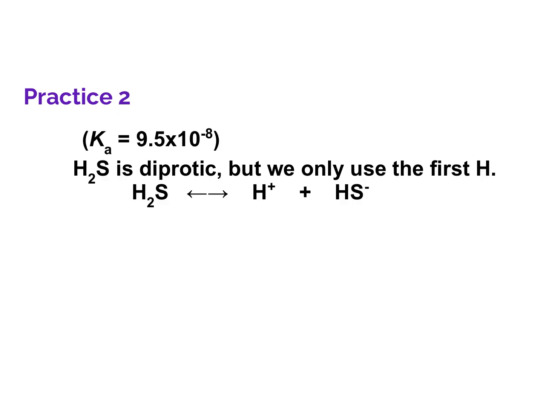Let's look at another practice problem. So we have H2S, and if we're looking at this, we know that it is a weak acid. I do give you the Ka. I forgot to give you the starting concentration of the H2S, so let's say that's 0.2 molar for the H2S. And then I want to show you something.